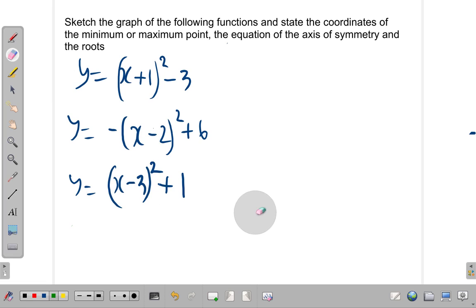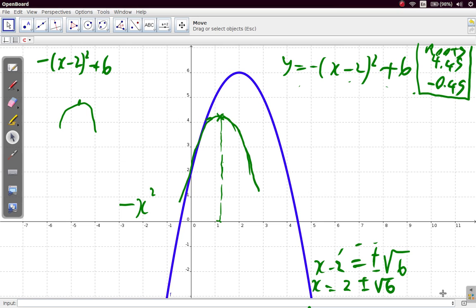The third graph, x minus 3 squared plus 1. Alright, I expect that it would have a minimum point located at 3, 1. Alright, minimum point located at 3, 1. Let's just plot that. X minus 3 all squared plus 1.